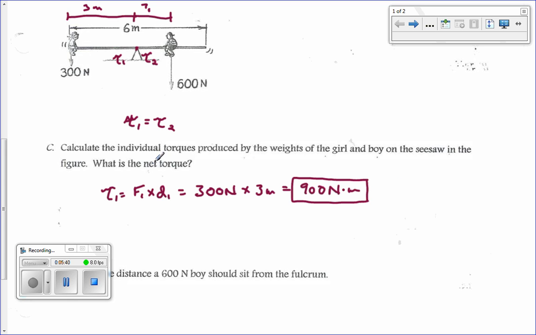To the first part of the question, what is the net torque? The net torque is equal to 0 because they're balanced and they're not moving.